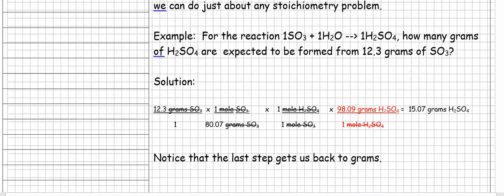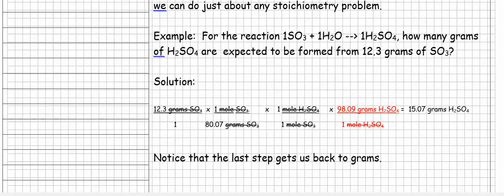Here's an example. It says for the reaction of 1 SO3 plus 1 H2O, we get 1 H2SO4. That's sulfuric acid. And by the way, let's just take this opportunity to ask the question, what type of reaction is this? Is it synthesis, decomposition, single replacement, double replacement, or combustion? Well, it's synthesis, isn't it? We have two things that are coming together to form one, so it's a synthesis reaction, right?